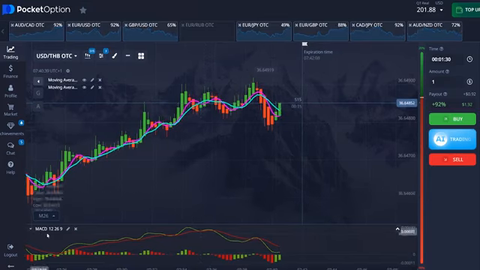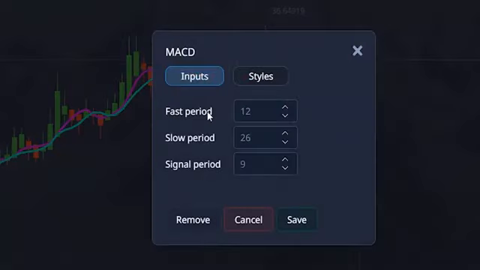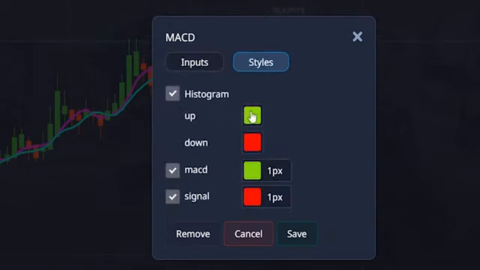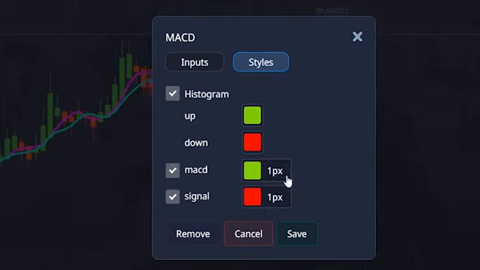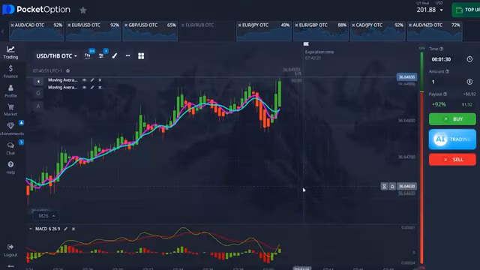Now the settings of my MACD come with the fast period of 6. Let's turn this to 6. The slow period is 26, while the signal period is 9. On the style level, we're going to maintain this color, which will have green, red, green, red. I'm going to turn it to 1 pixel each. Do ensure you tick those lines right here, and when you're done, just click on save.